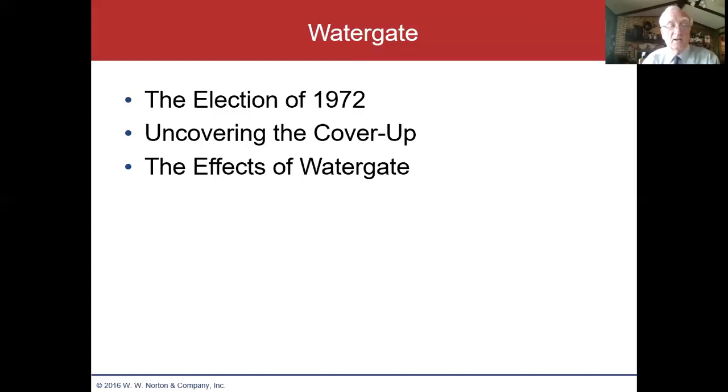In a Gallup poll, Nixon's approval rating had gone down to 17%, the lowest approval rating any president had ever received at that time. In March 1974, a grand jury actually indicted Ehrlichman, Haldeman, and former Attorney General John Mitchell for obstruction of justice, and Nixon was named as an unindicted co-conspirator.